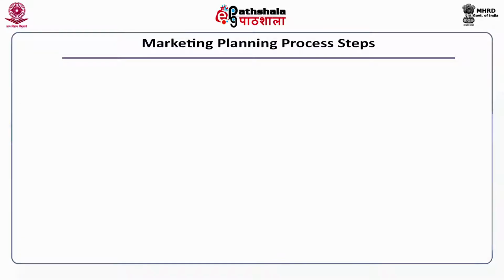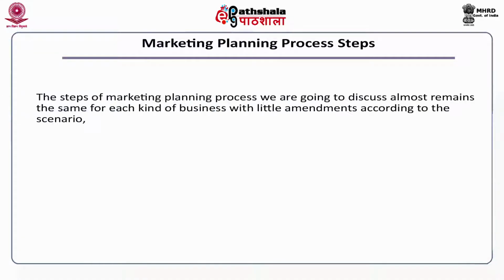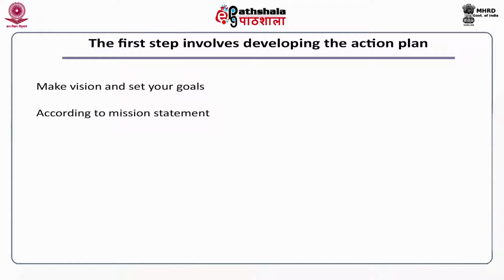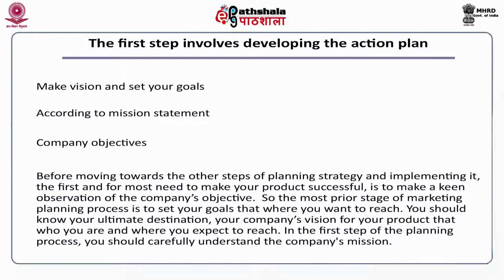Marketing planning process steps. The steps of the marketing planning process we are going to discuss remain almost the same for each kind of business, with a little amendment according to the scenario. The first step involves developing the action plan, like making a vision and setting your goals. Second, according to the mission statement. Third, company objectives. Before moving towards the other steps of planning, strategy and implementing it, the first and foremost need to make your product successful is to make a keen observation of the company's objectives.